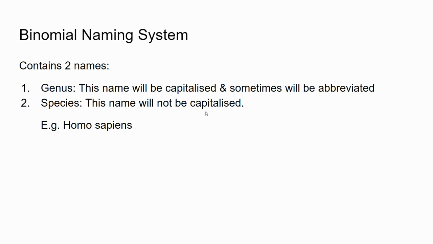That's how the system works, so you have to follow it. This is an example right here: Homo sapiens. You notice how the H is capitalized, but the S is not. Sometimes you would see it in this form, with a capital H and a full stop, and sapiens written like this. So that's the binomial naming system.